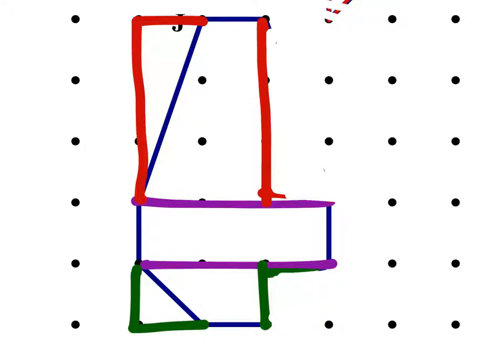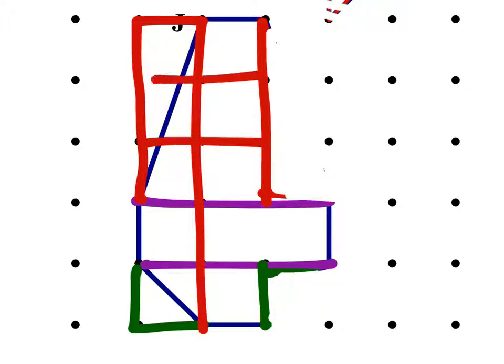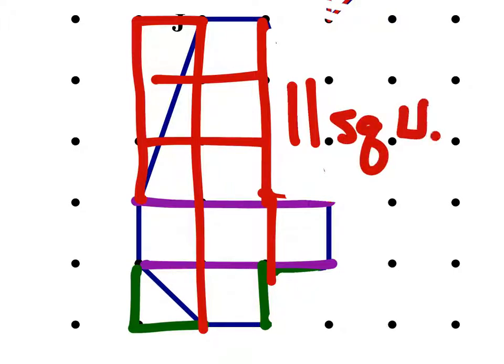All right, so I've changed the shape, but now I can easily find the area of each of these. I can even start to cut it up and then count the squares. What do I got? 1, 2, 3, 4, 5, 6, 7, 8, 9, 10, 11. 11 square units.